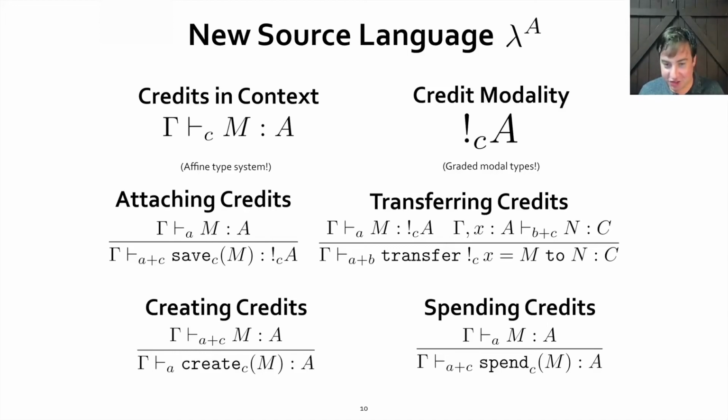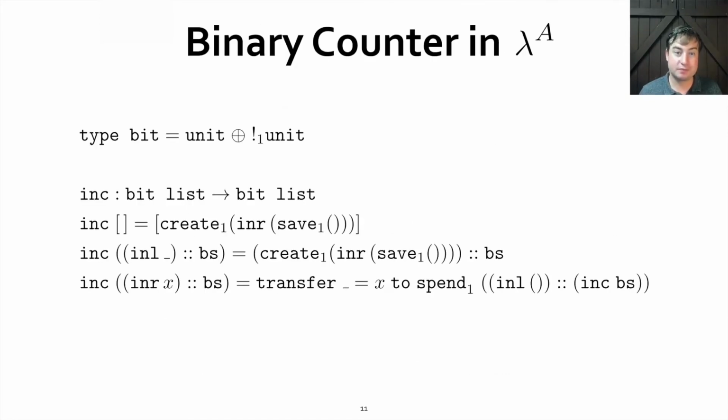Now, all of these changes I just described are completely local to Lambda A. We don't change the recurrence language at all. It's still fully structural and has no modality. So, we've extended the source language with the features that let us formally specify these credit invariants in our code. Now let's take a look at how the binary counter example would actually get encoded into this language. So, in Lambda A, we redefine the bit type to be unit plus bang 1 unit.